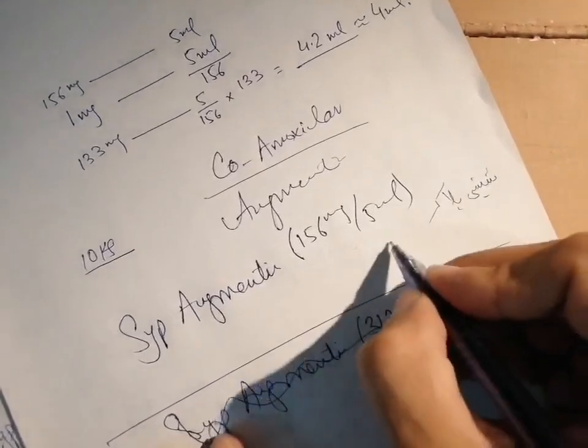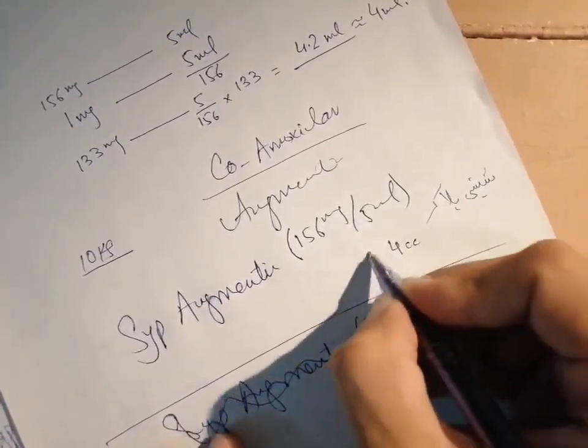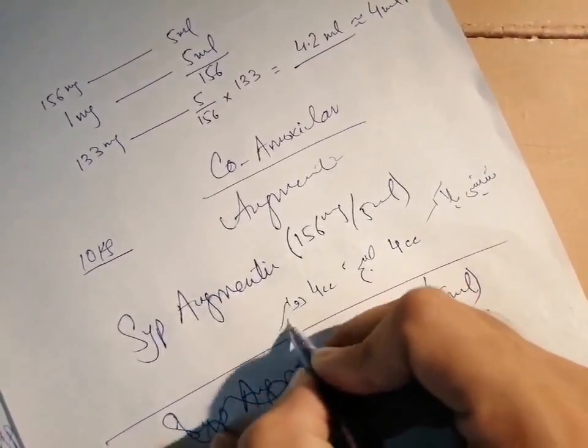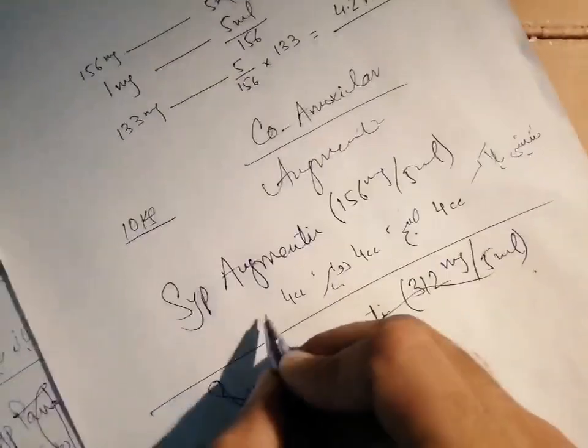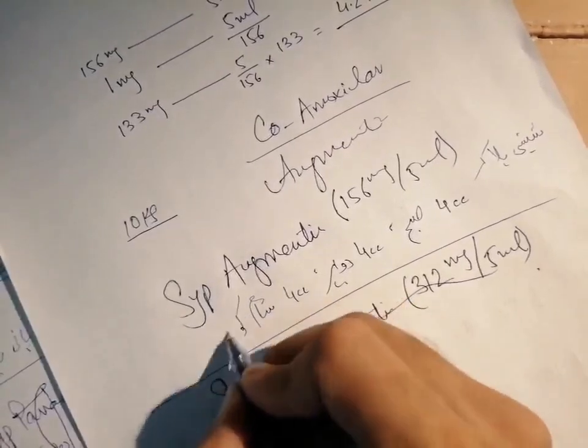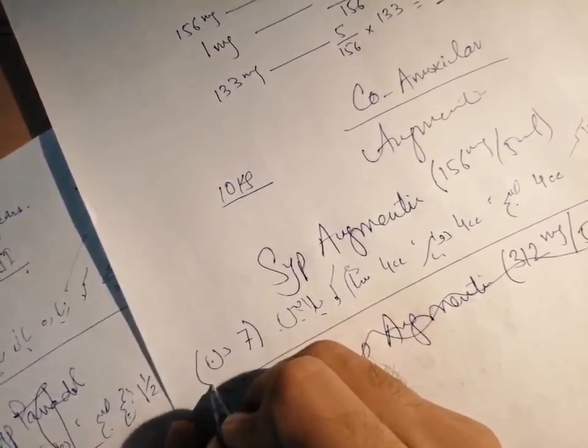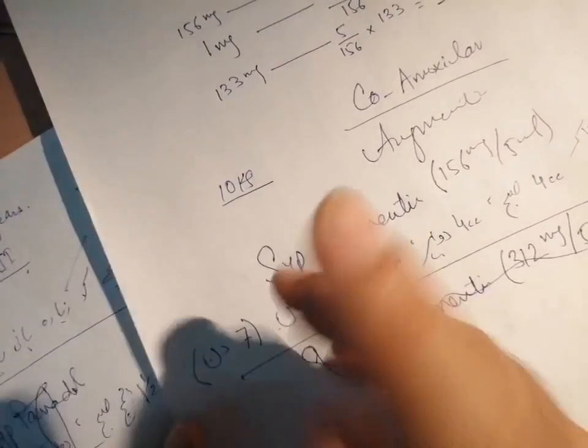So I will just round it off to 4 ml, and the orders will be शीशी हिलाकर 4 सीसी सुबह, 4 सीसी दोपहर, 4 सीसी शाम को पिलाएं. How many days? 7 days, right? This gives us a good idea.